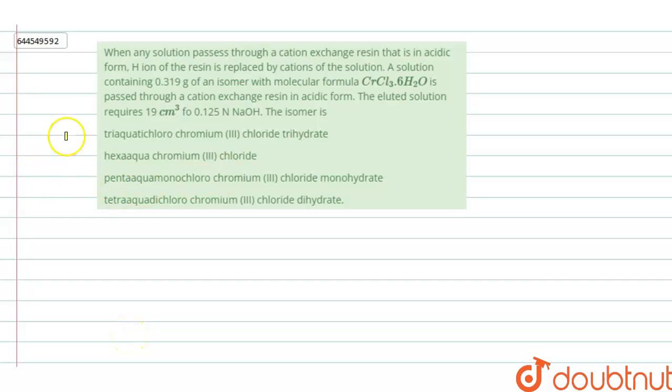Hello friends, we have got an MCQ type question here. In this question we will see it is generally asked when any solution passes through a cation exchange resin that is in acidic form, H hydrogen ion of the resin is replaced by the cations of the solution.